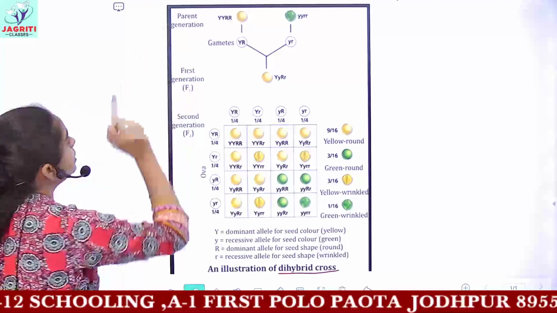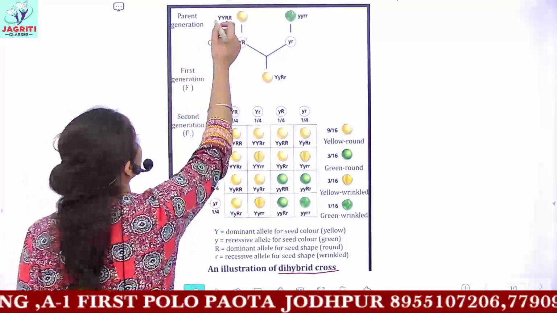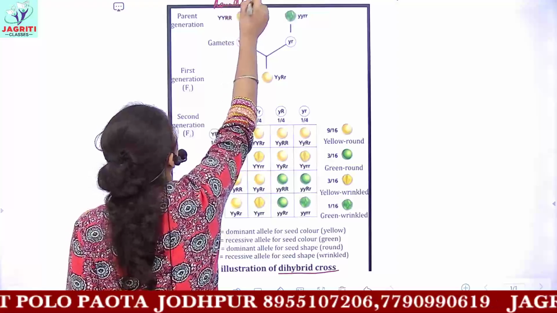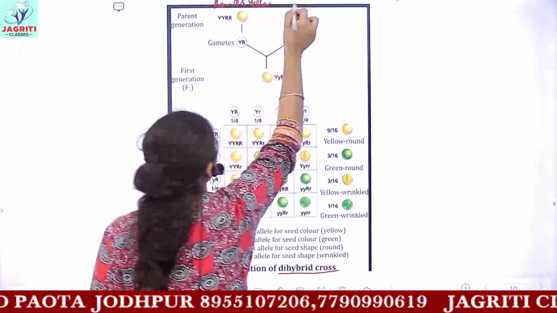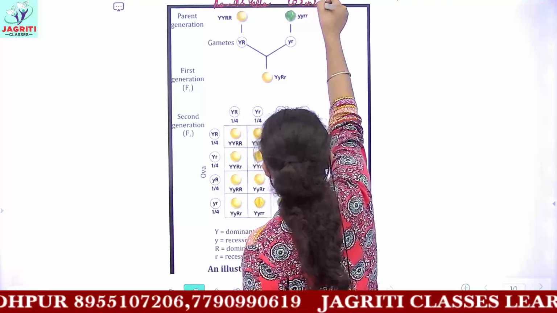See, in dihybrid cross, here we have two characters. That is, the parents are round and yellow. The first parent here is round and yellow. And here it is wrinkled and green.